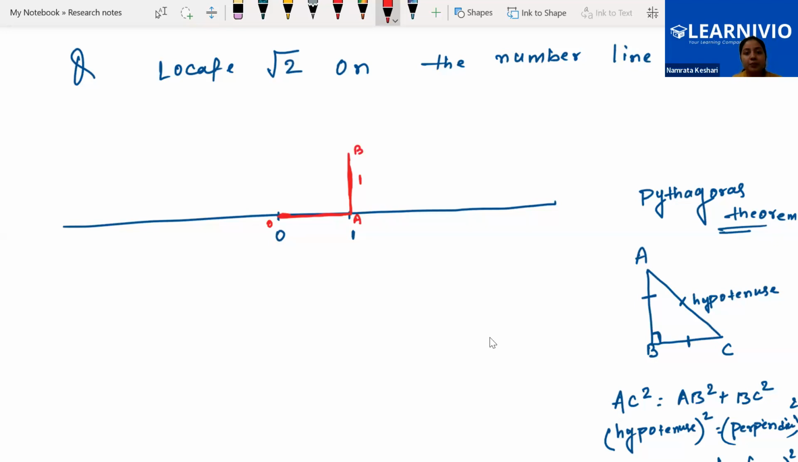Now just join O and B. What we have done, listen to me carefully. From 0 to 1 we have taken, we are sure that is 1 unit. Wherever 1 is there, there we are making a perpendicular, a straight line. By using a scale we are dropping a perpendicular, a straight line that is of 1 unit. Now we will just join O and B and we will say that OB is of root 2 units. Yes or no?